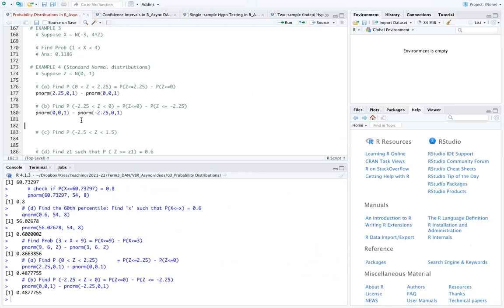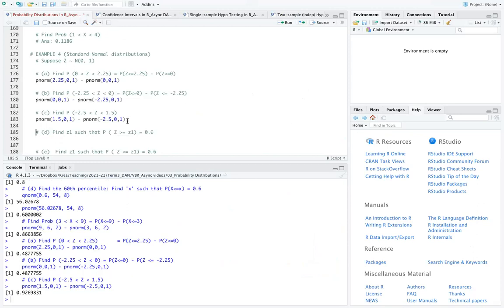So this is the area between minus 2.5 and 1.5. So following the standard practice, I'm just going to do this: pnorm 1.5, 0, 1 minus pnorm minus 2.5, 0, 1. And the answer is 0.9269. Okay. So far, so good.